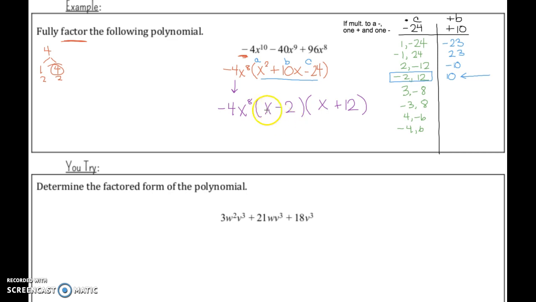If you wanted to check this, you could just do the distributive property or box method, multiply this all back out, and you should get this original polynomial.